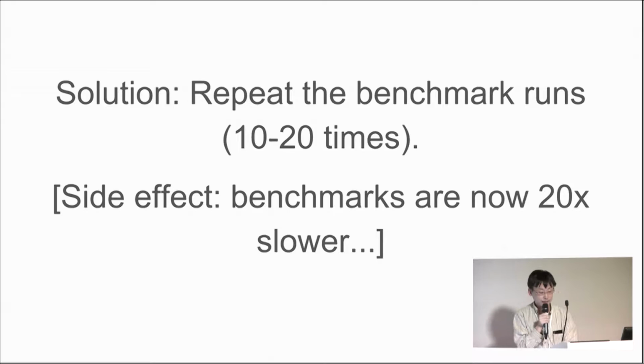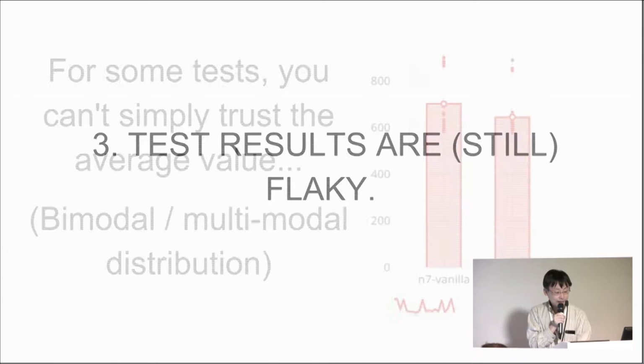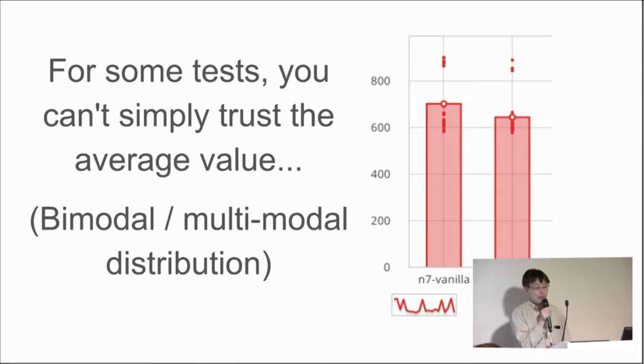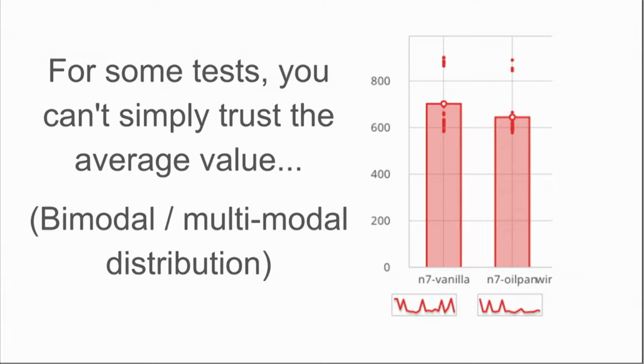Third, test results are again flaky. For some tests, you can simply trust the average value. Look at this graph: the red dots are the data points, and the red bars are the average. The left is non-Oilpan, and the right is Oilpan. Did we get better? I think not, because the distributions are bimodal, and the average depends on the luck of each benchmark round. Solution: look at each result manually.